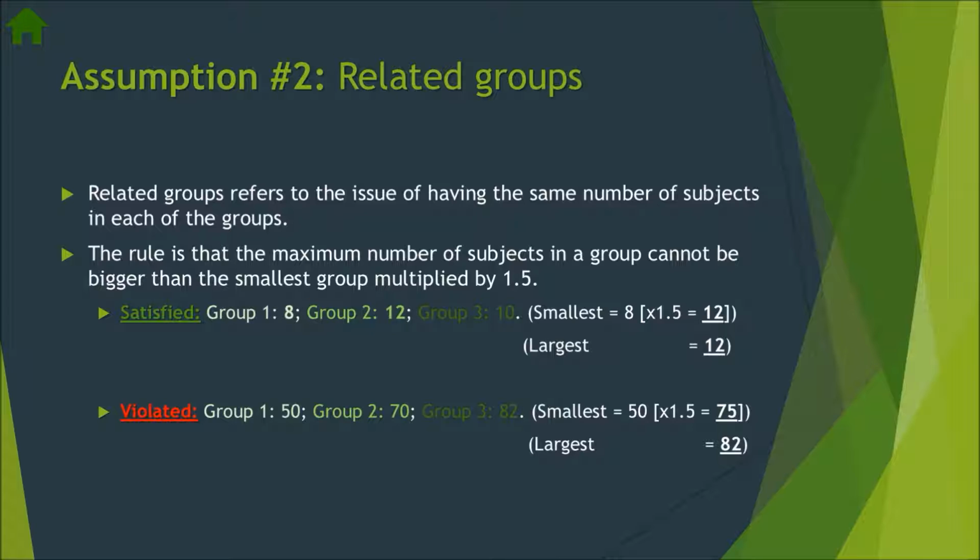the smallest group consists of 8 participants, and then 8 times 1.5 gives you 12. And in our example, the largest group is 12. So therefore, we've satisfied the assumption that the variation among the group sizes lie in the range of 1.5 multiplied by the smallest group size.